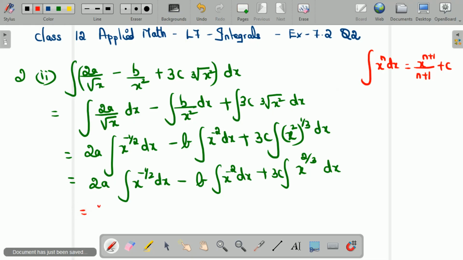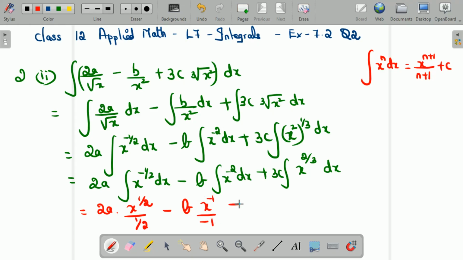So this can be written as 2a into x power minus half plus 1 is plus half. So this is x power half by 1 by 2 minus b into, here if I apply, this will be x power minus 2 plus 1, which is x power minus 1. So this is x power minus 1 divided by minus 1 plus 3c into, now x power 2 by 3 plus 1 will be x power 5 by 3. So 5 by 3 by 5 by 3 plus c.